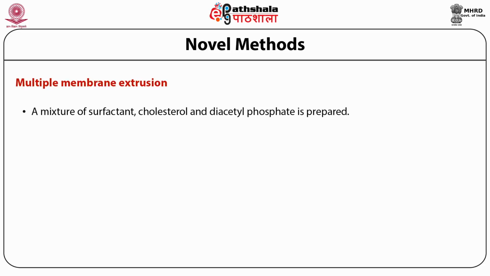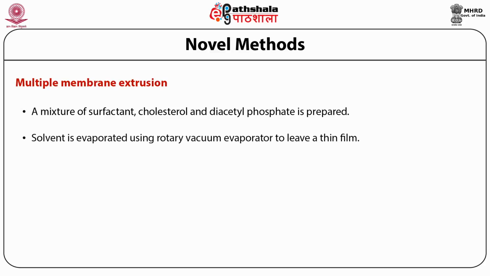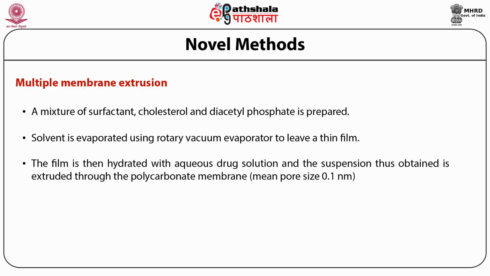Here, a mixture of surfactant, cholesterol and diacetyl phosphate is prepared. The solvent is evaporated using a rotary vacuum evaporator to leave a thin film. The film is then hydrated with aqueous drug solution and the suspension so obtained is extruded through a polycarbonate membrane of pore size 0.1 nm. The membranes are placed in series, up to 8 passes, to obtain neosomes of optimal dimension.